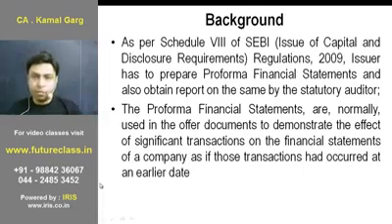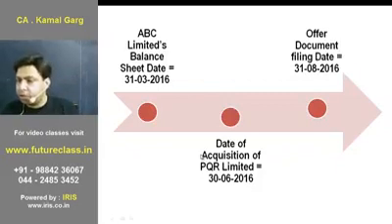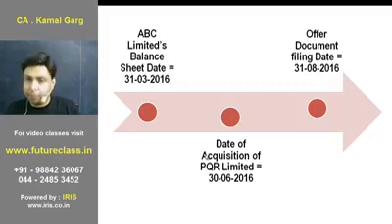To take an example, see on the screen. The company is ABC Limited, which has decided to go with an IPO in times to come. The balance sheet date of ABC Limited is 31st March 2016. On 30th June 2016, ABC Limited acquired PQR Limited. Now it is a significant transaction, because it is a merger or acquisition. The significant transaction of ABC Limited is that it acquired PQR Limited on 30th June 2016.